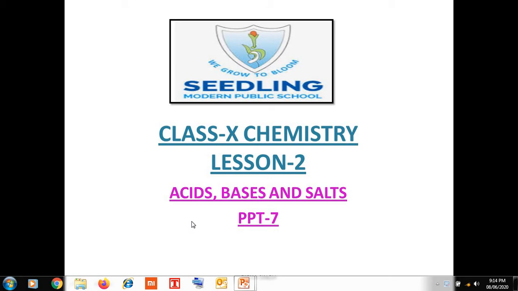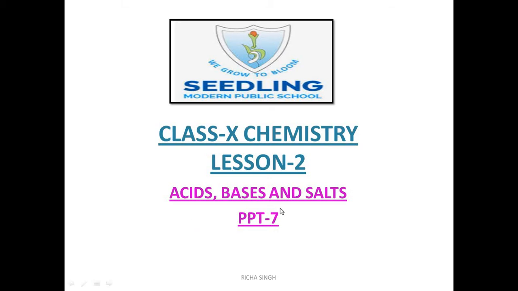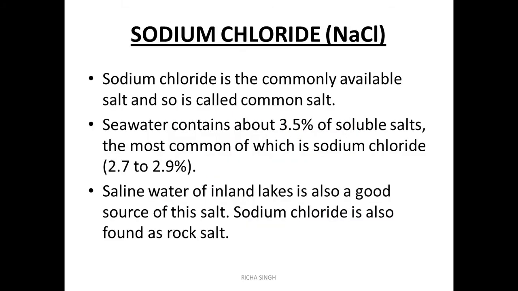In the previous presentation we have discussed the types of salt based upon the pH value and also depending upon their families. Today we will study about different salts. The different salts which are there in your syllabus are sodium chloride, sodium hydroxide, washing soda, baking soda, bleaching powder and plaster of Paris. So first we are going to start with sodium chloride.